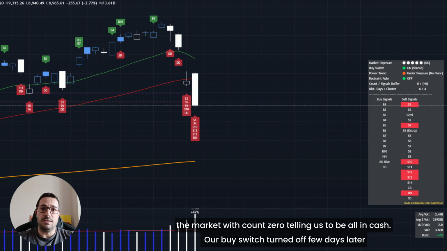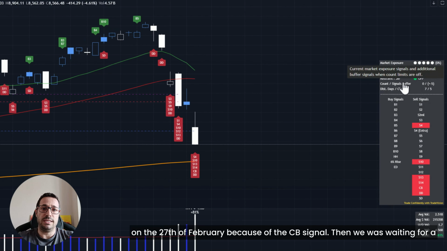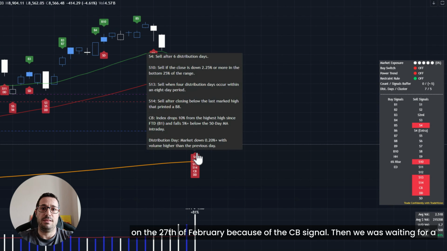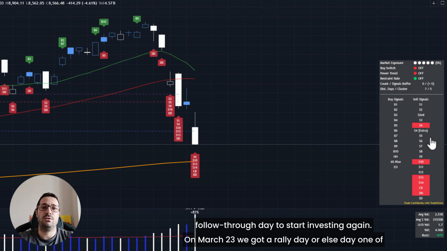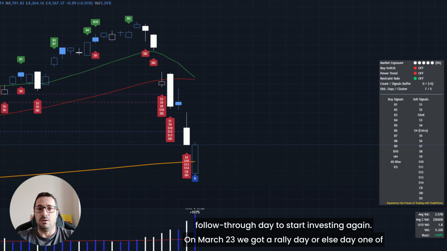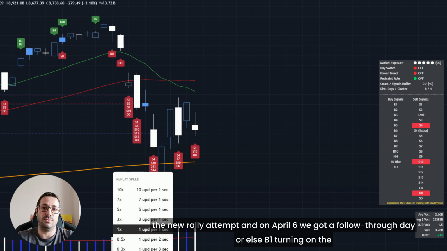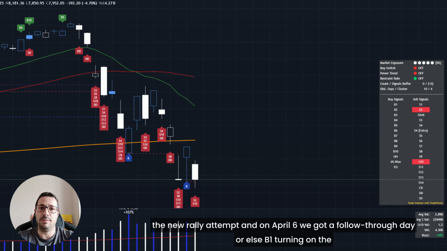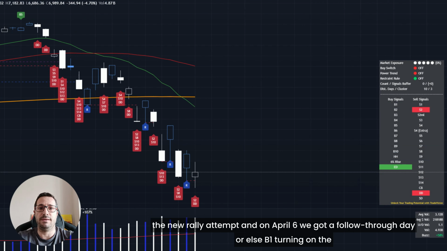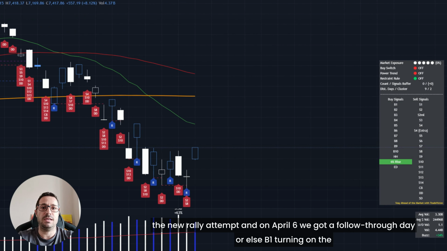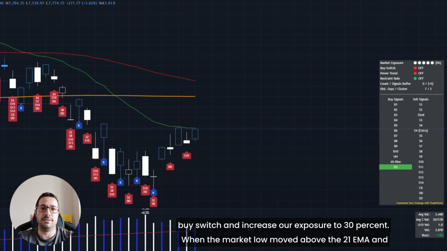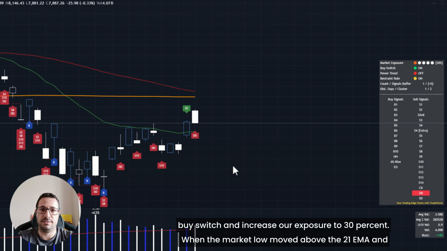Our buy switch turned off a few days later, on the 27th of February, because of the circuit breaker signal. Then we were waiting for a follow-through day to start investing again. On March 23 we got the rally day, or day 1 of the new rally attempt, and on April 6 we got the follow-through day, or B1, turning on the buy switch and increasing our exposure to 30%.